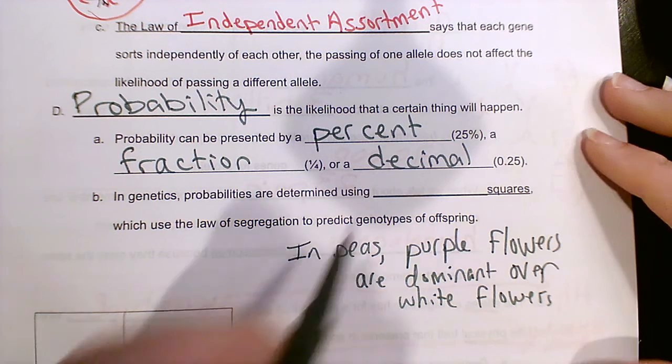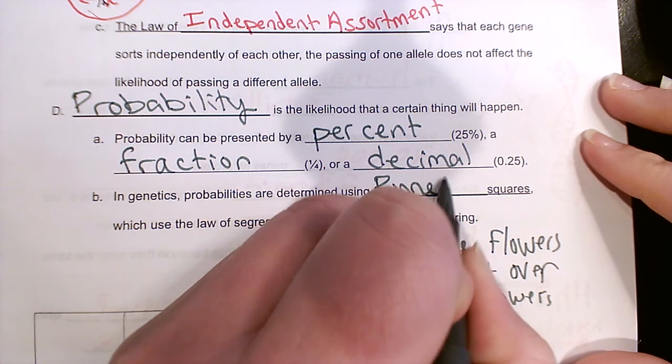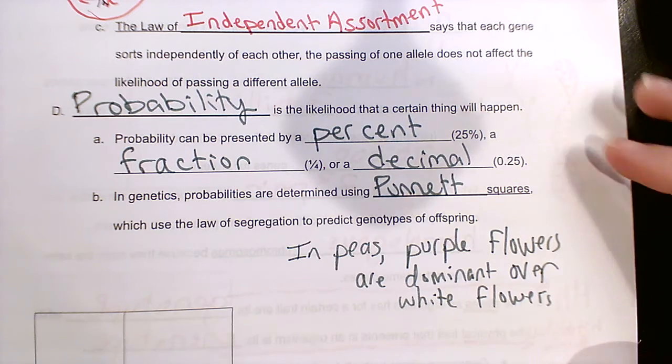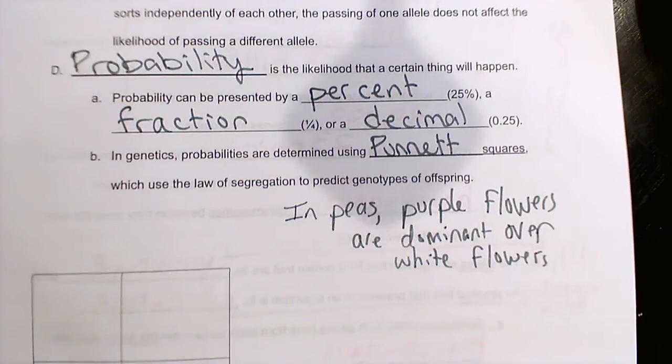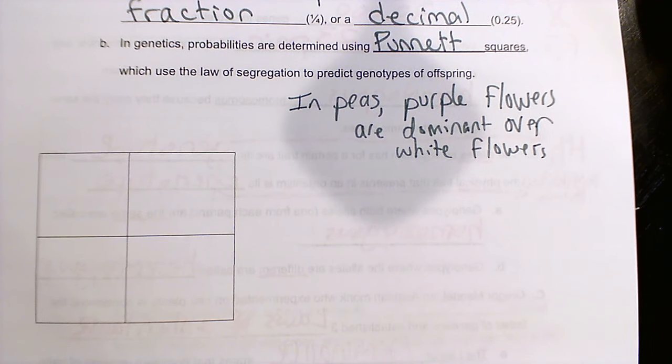In genetics, we use what are called Punnett squares. I'm going to second guess myself if there's two T's on the ends. And hopefully you kind of remember how to do these. We're just going to do 4 kind of to remind ourselves. So the first two, we're going to use this gene. It says in peas, purple flowers are dominant over white flowers.